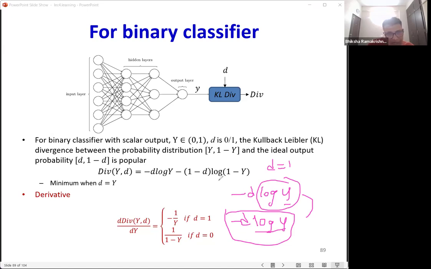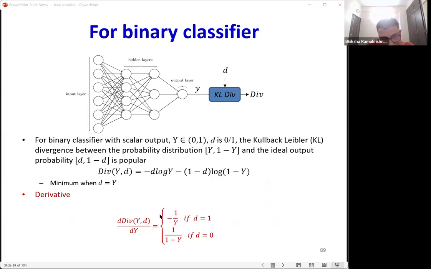Same thing over here, right? This is the other side. If d is 0, then 1 minus d is 1. Log of 1 minus y. If d is 0 and y is 1, this becomes log of 0. And this becomes, if I put a minus out here, infinite. Whereas if d is 0 and y is also 0, it becomes 0. And so this is how this works. It actually penalizes you infinitely for being infinitely wrong.